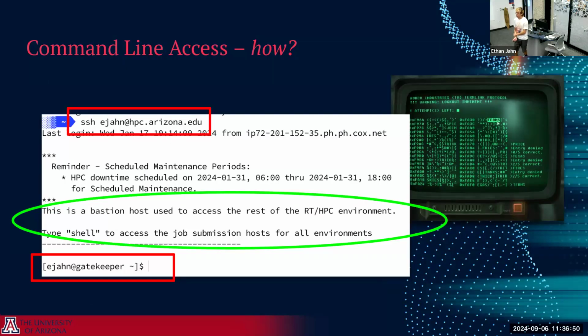So this is what it might look like if you are accessing the HPC. You see on the top line there, I've typed ssh, that's the command, and then my username at hpc.arizona.edu. Sometimes when you log in, you might see a printed out message. It's very important to pay attention to these and read what it says. So that message says that this is the bastion host used to access the rest of the HPC environment. Type shell to access the job submission hosts for all environments.